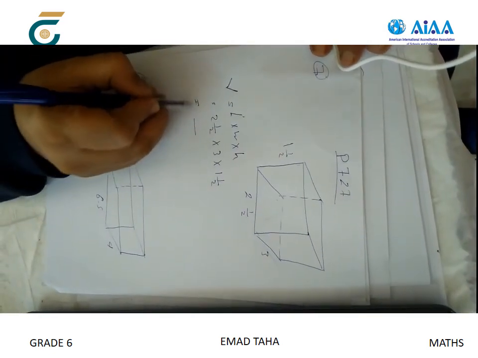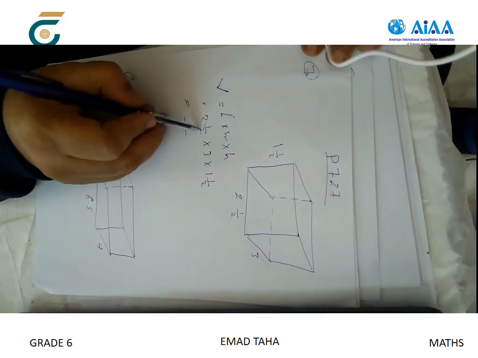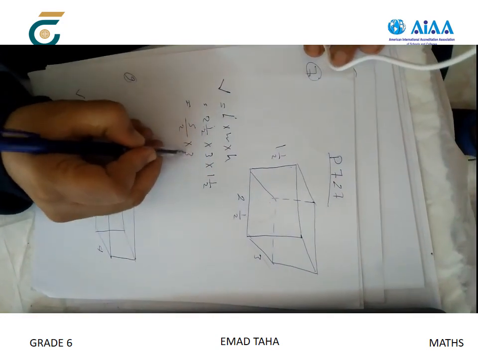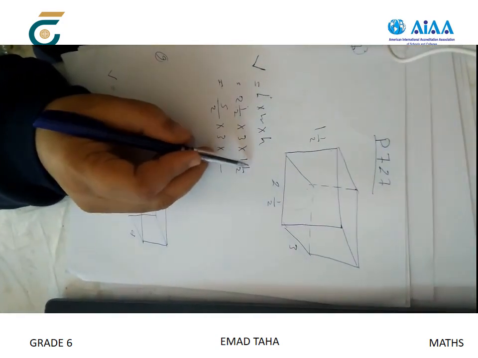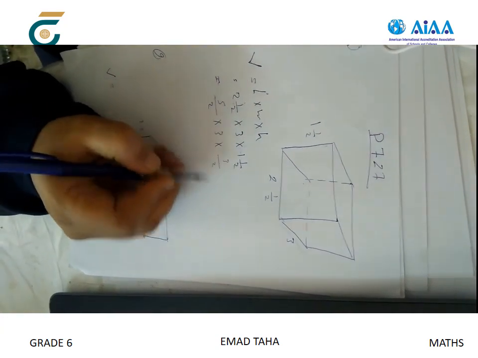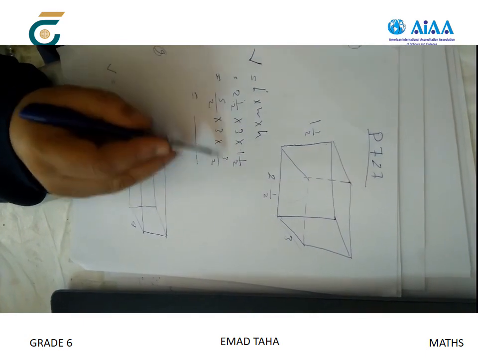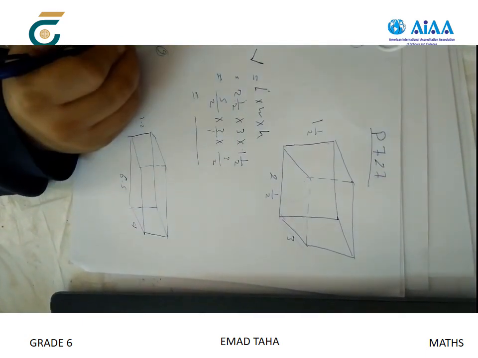Now convert the mixed number into a fraction. 2 times 2 equals 4, plus 1 equals 5/2. Then 1 times 2 equals 2, plus 1 equals 3/2. Okay, now we multiply the numerators and the denominators. If the number doesn't have any denominator, its denominator equals 1.